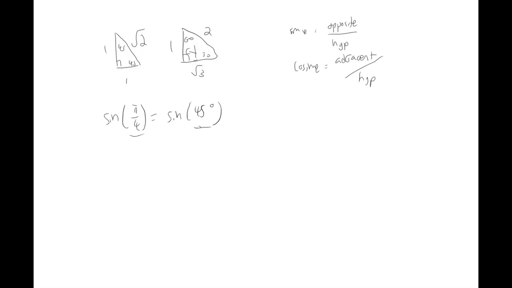So basically, sine is opposite over hypotenuse, and cosine is adjacent over hypotenuse. Let's just start there. If I say sine of pi over 4, that's sine of 45 degrees. I trust you know how to convert this.